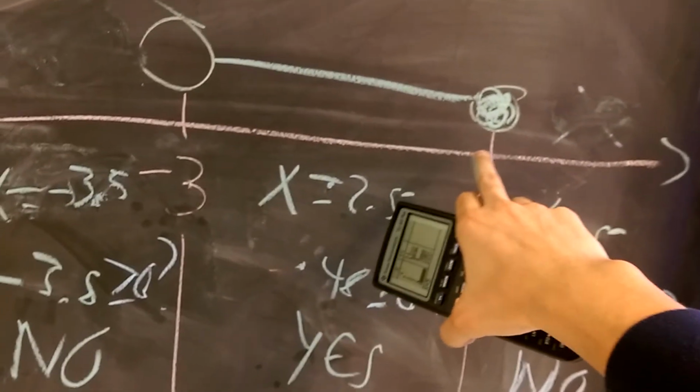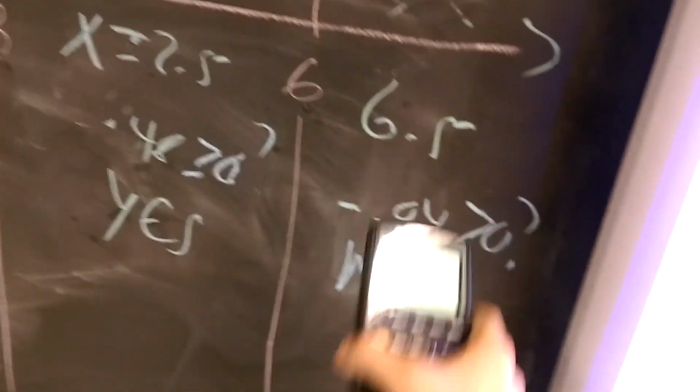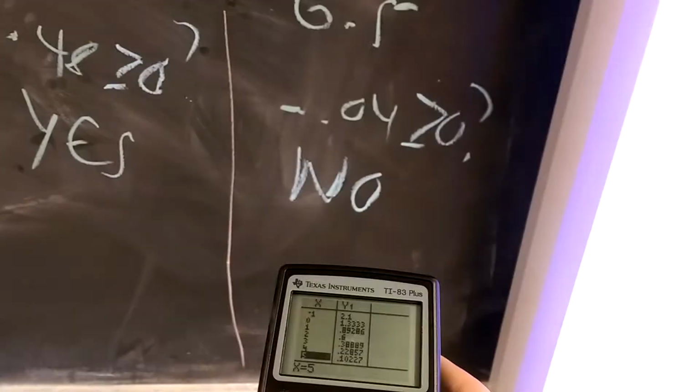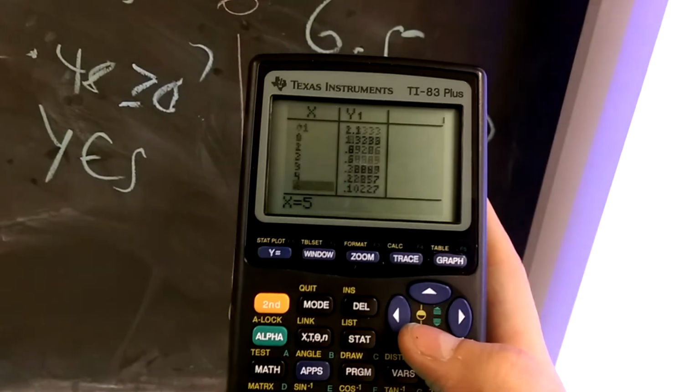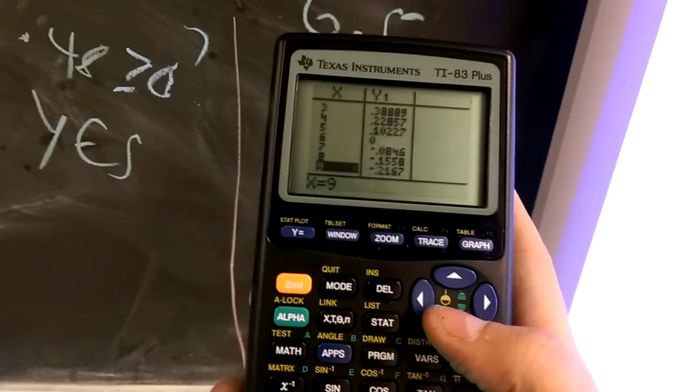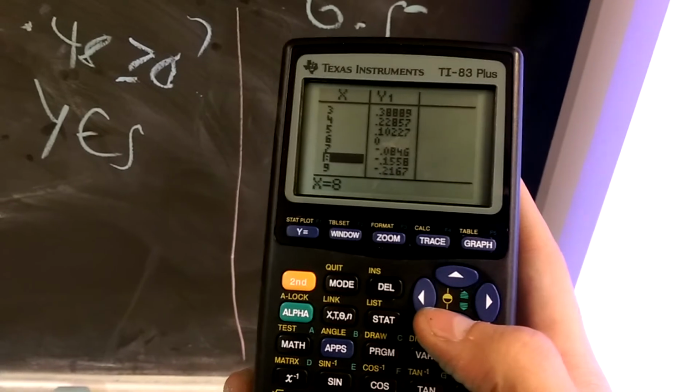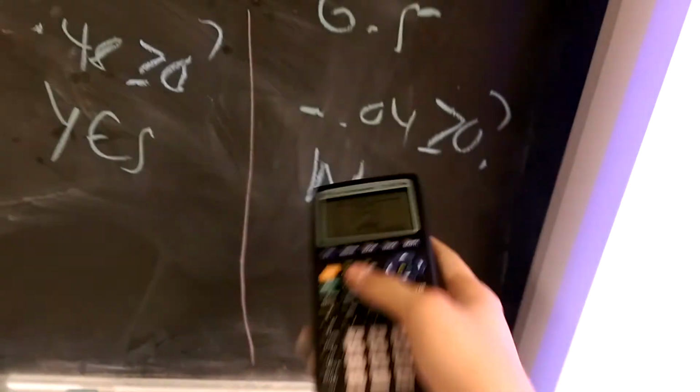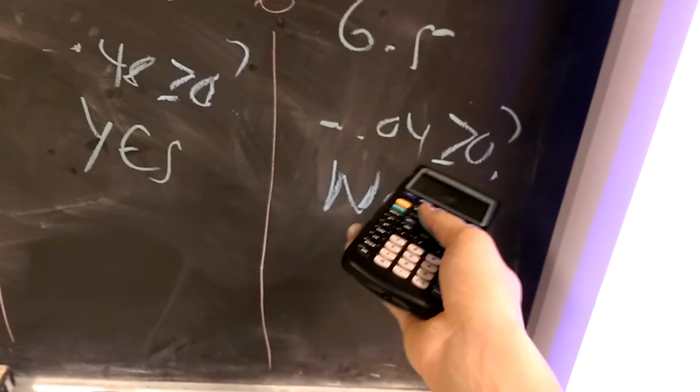So you connect. Finally, something greater than 6. On the board, I picked 6.5. But on the table, when we go to something bigger than 6, look at all the y values. As soon as you go greater than 6, all of them are negative. Is any negative number greater than or equal to 0? No, it's not. So you don't shade it in.